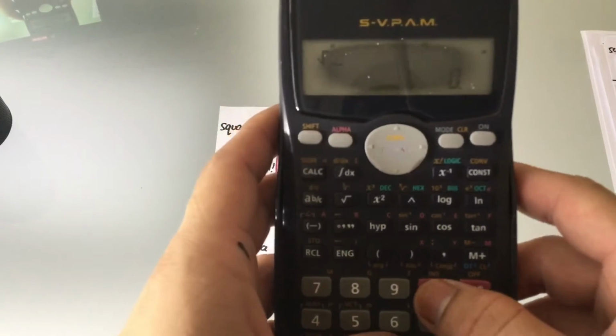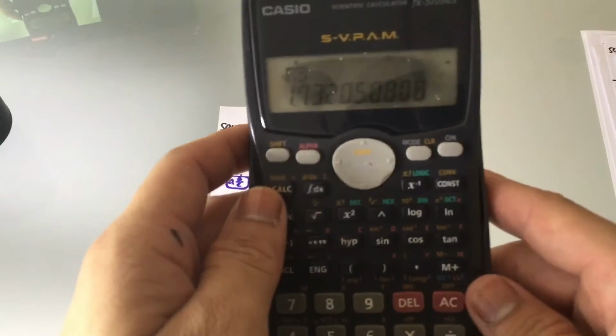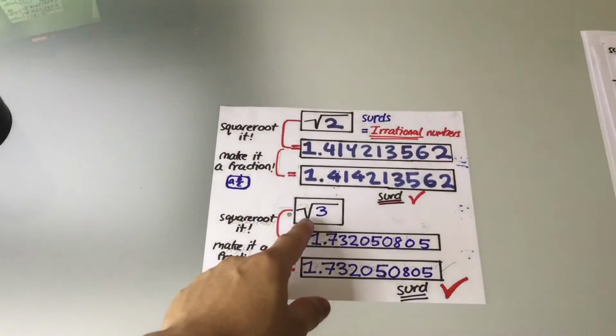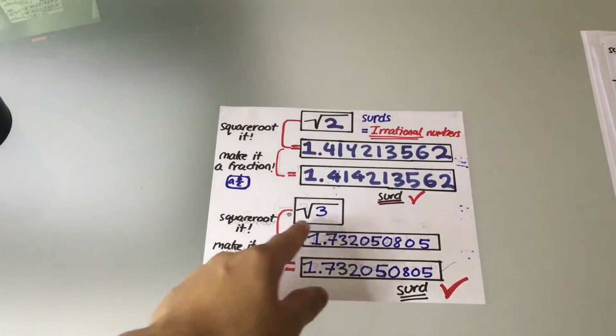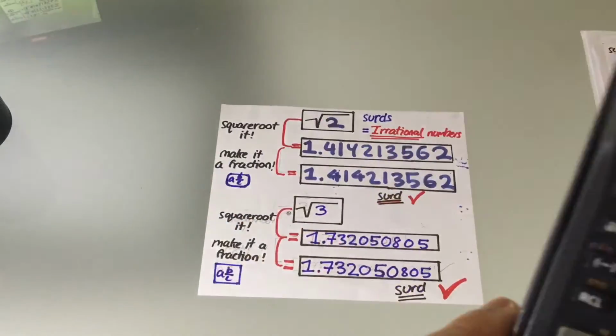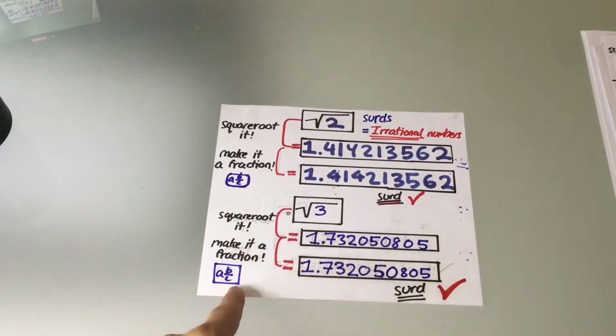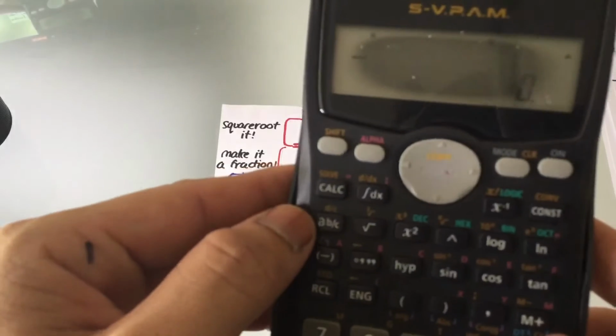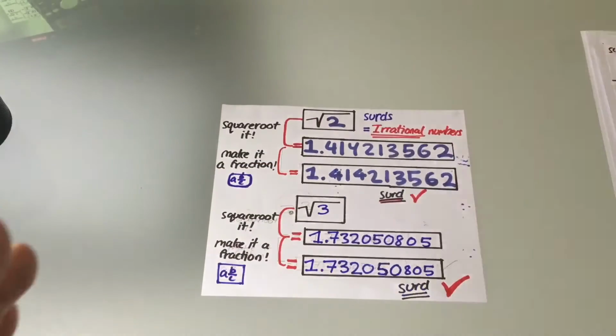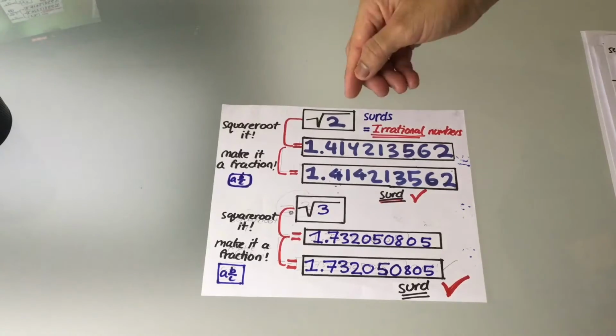Now we're going to do square root 3. The answer should be the same here. Right, see that? Now we're trying to make that a fraction. If you try doing this by pressing the fraction button, the answer is going to be exactly the same. So therefore it's also a surd, just like the one above.